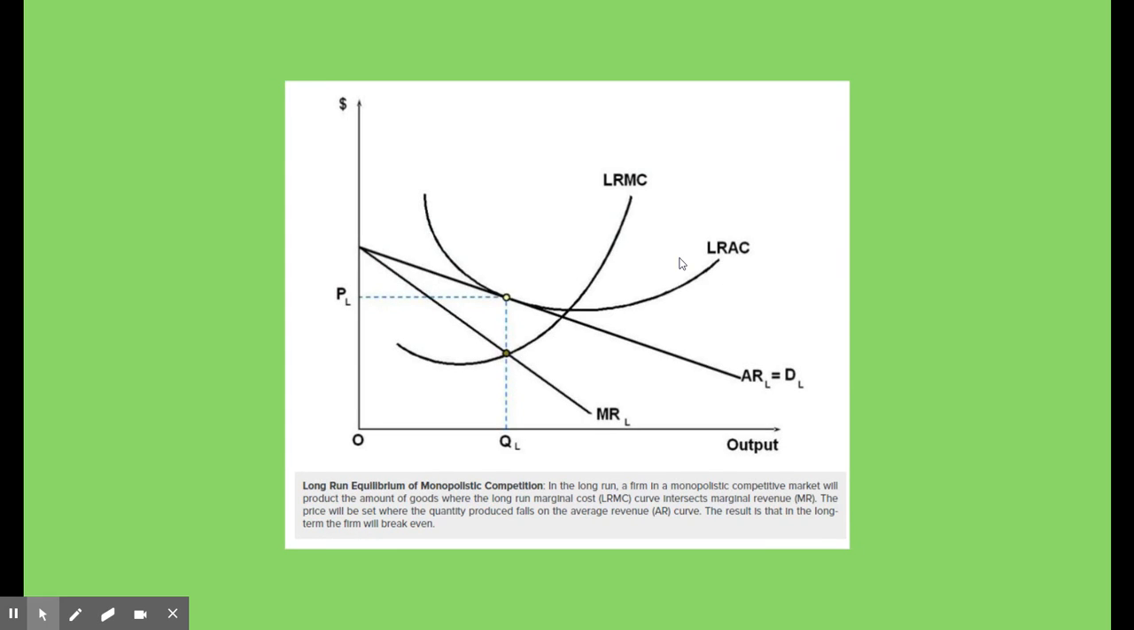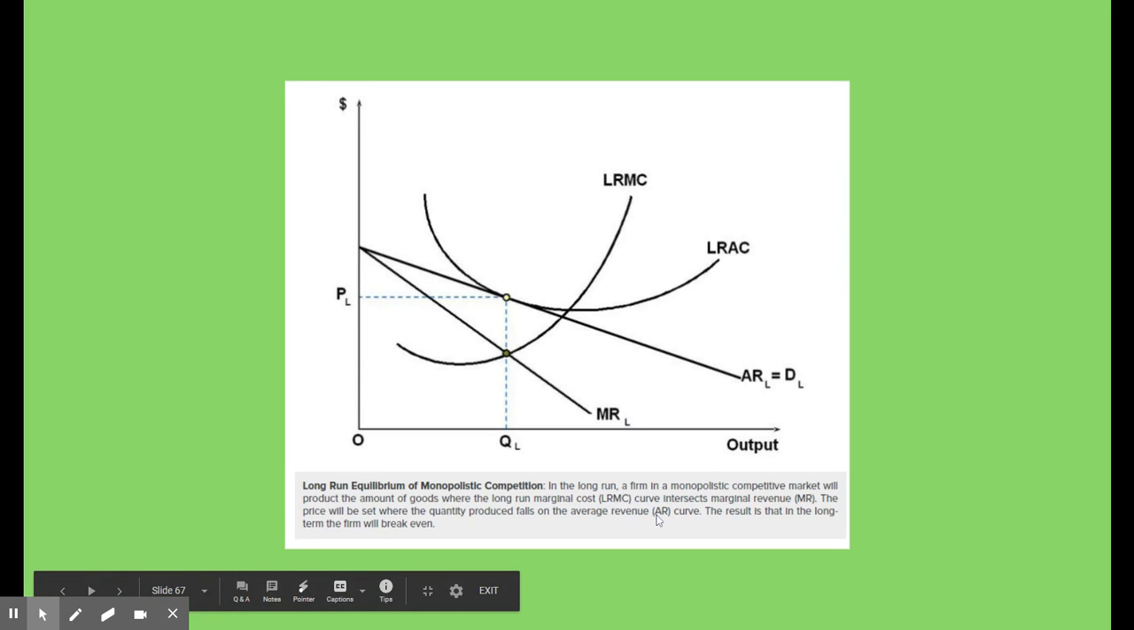The long-run equilibrium of monopolistic competition. In the long run, the firm in a monopolistically competitive market will produce the amount of goods, or the long-run marginal cost, or LRMC, which is here.